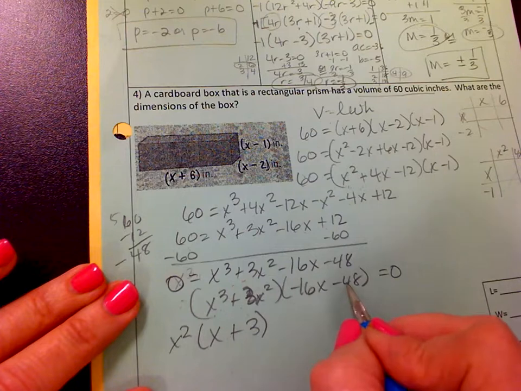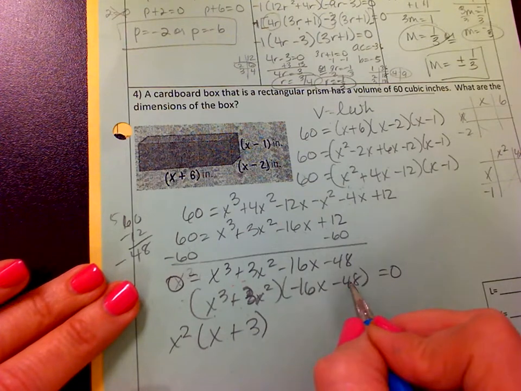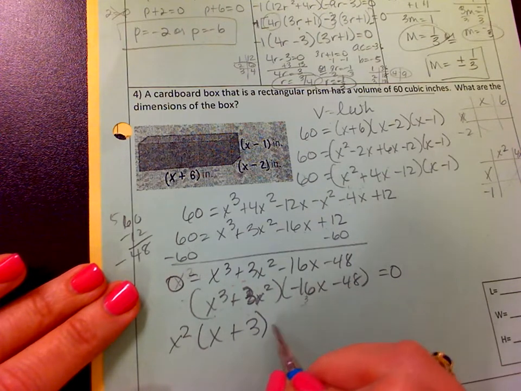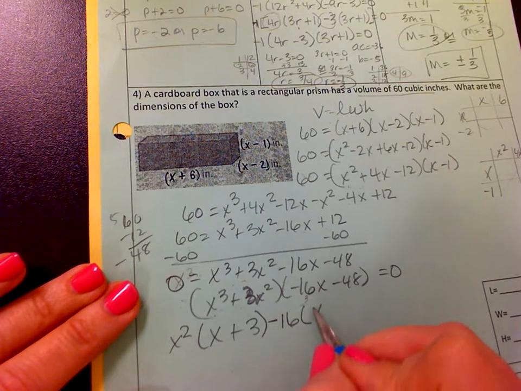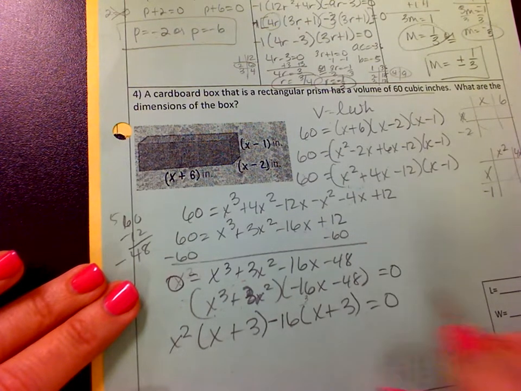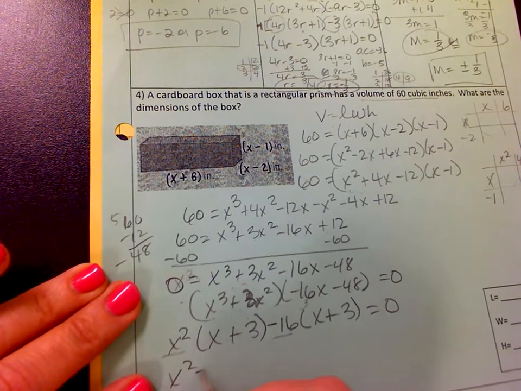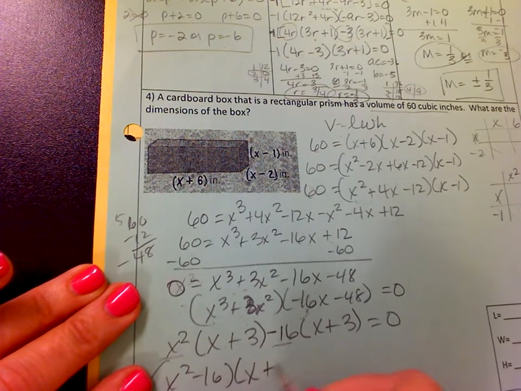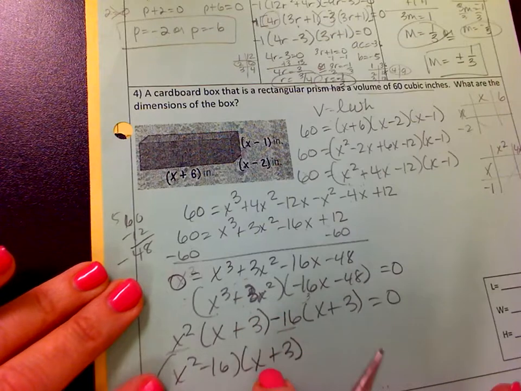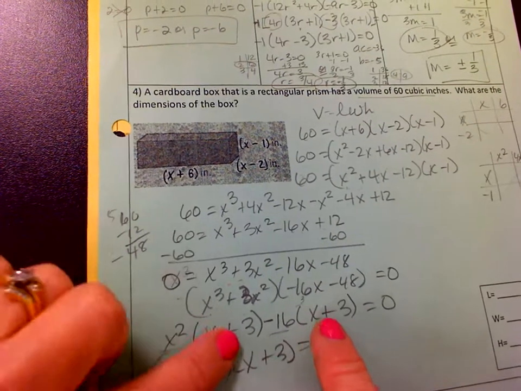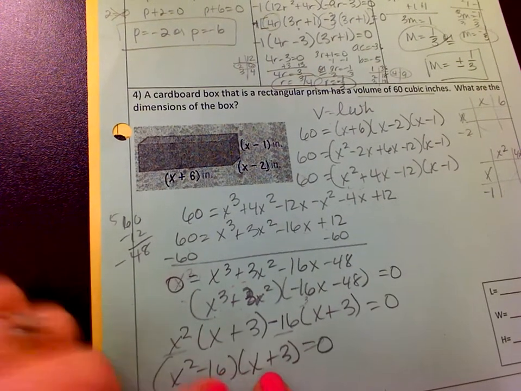So notice that's a negative 16 and negative 48. Well, 16 will go into 48 3 times. Okay? So I'm going to take out a negative 16, and I have an x plus 3. This is where you're going to have x squared minus 16 and x plus 3. These 2 factor out to this one, because that's what both terms have in common, x plus 3, so you're factoring that out.